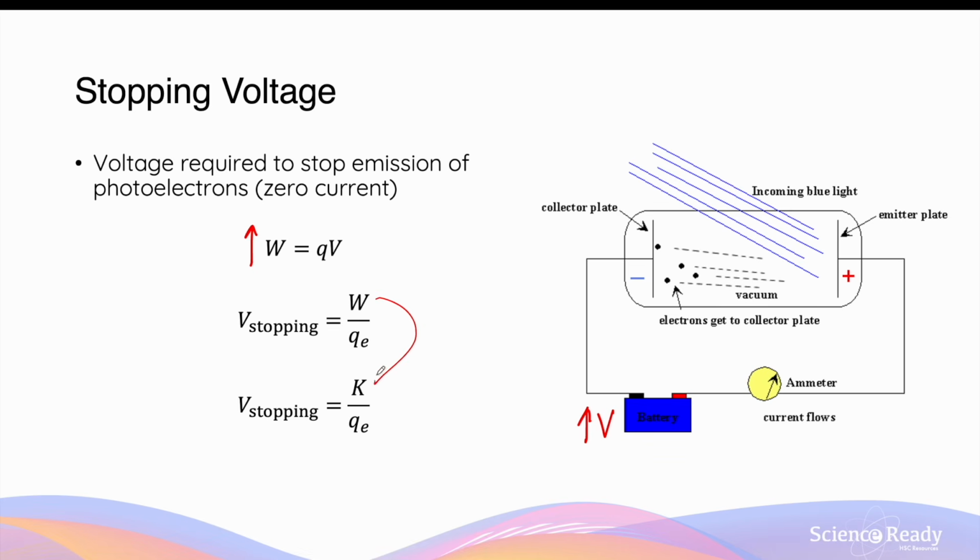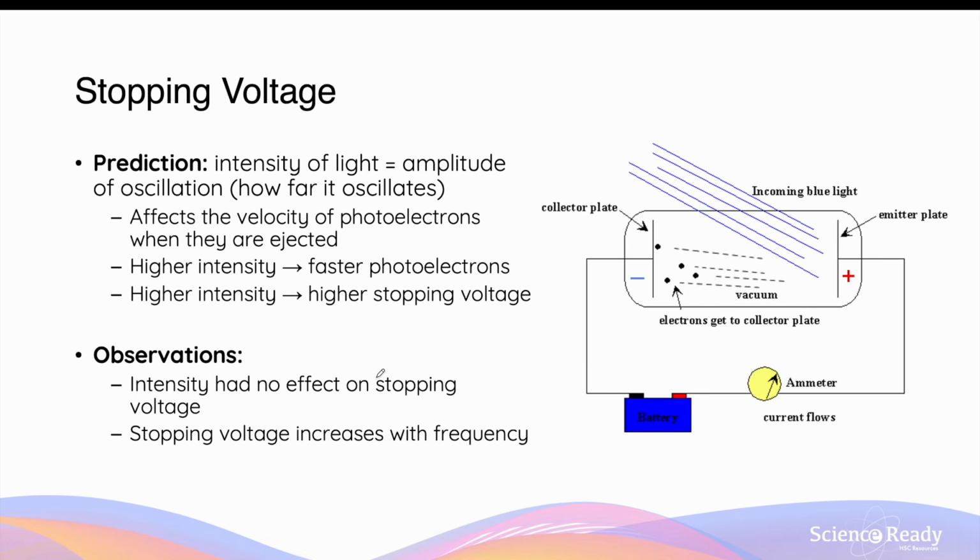And the work done can also be substituted by the kinetic energy of the electrons. Lenard used the stopping voltage as a way to measure the kinetic energy of the photoelectrons. In the wave model of light, the prediction was that the intensity of light is related to the amplitude of oscillation, that's how far it oscillates.